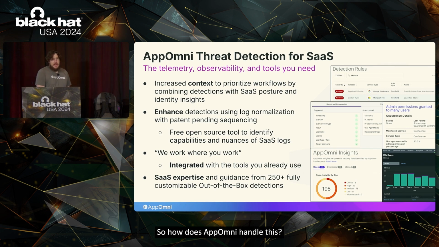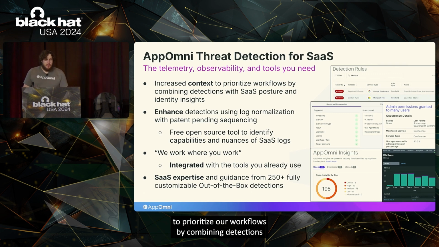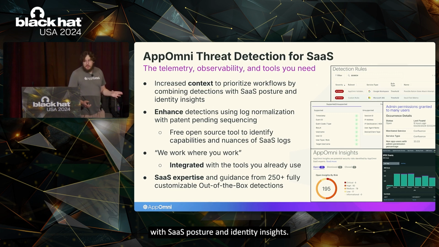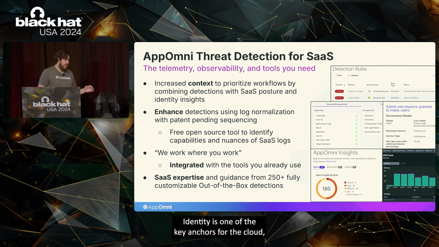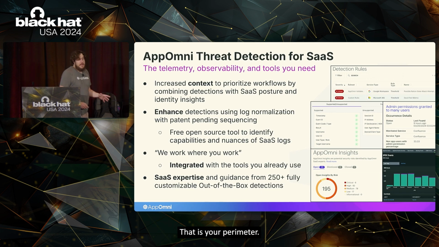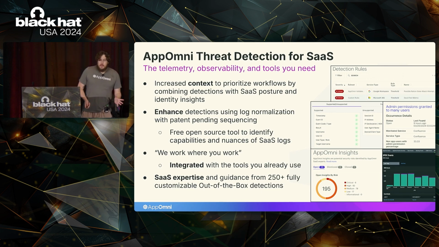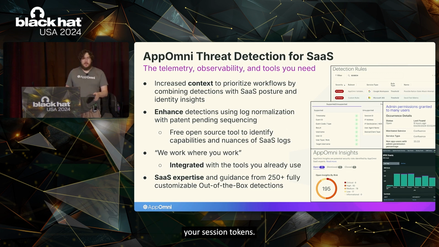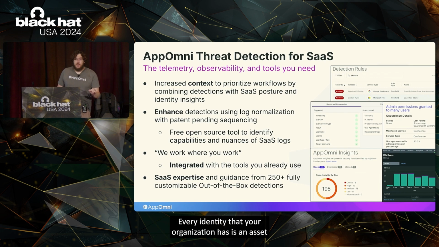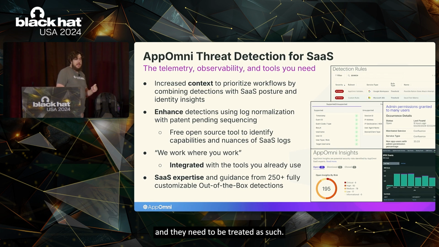So how does AppOmni handle this? Well, we increase context to prioritize our workflows by combining detections with SaaS posture and identity insights. Identity is one of the key anchors for the cloud, for the modern era, right? That is your perimeter. Identity is not just your credentials, your token, your session tokens. It's an asset. Every identity that your organization has is an asset, and they need to be treated as such.